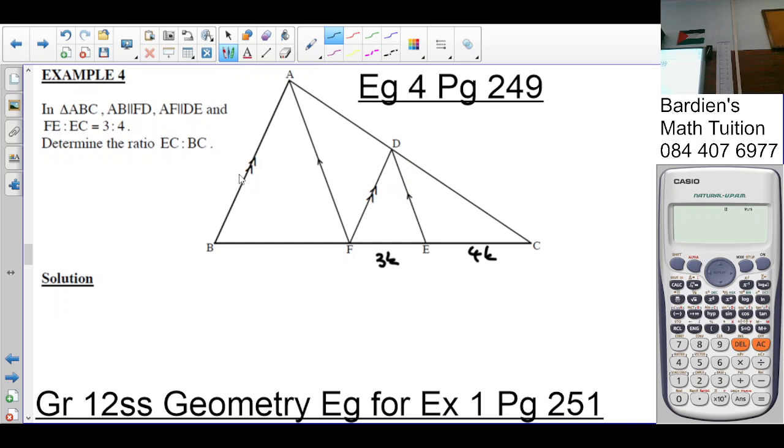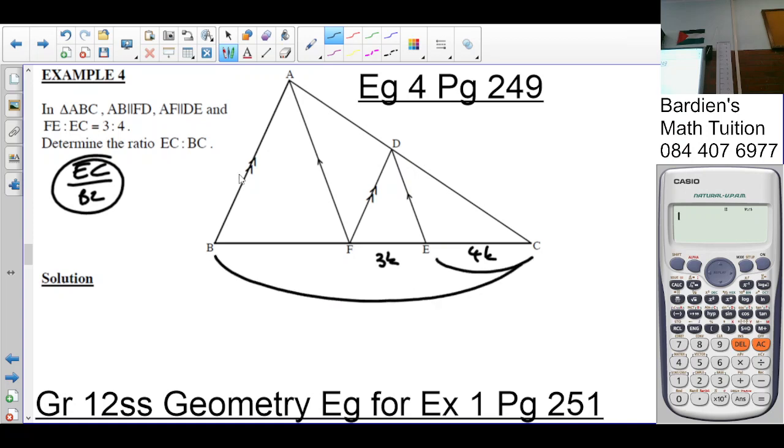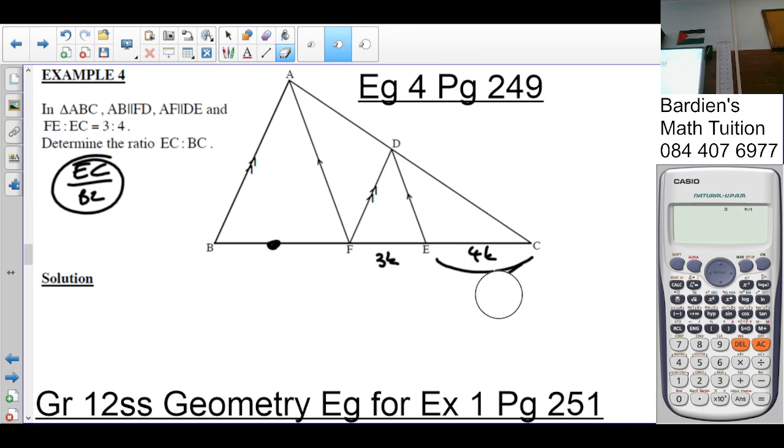Okay. The question says determine the ratio of EC, so we need to work out EC over BC. So EC, which is 4K, and BC is what we need to calculate. So if we can calculate BC, basically the job will be done. As we know that 7K plus BF would be equal to FC if needed. Okay. So let's see, where do we go from here?